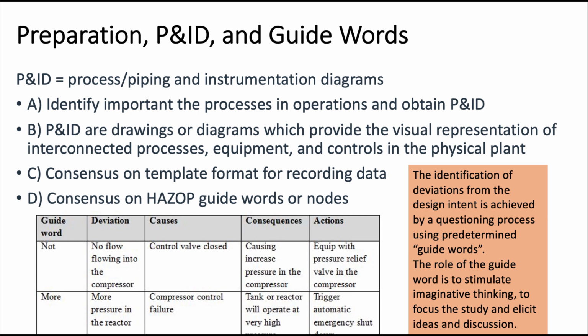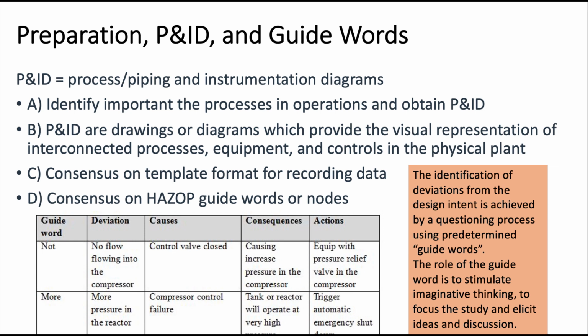So during the preparation phase, we definitely pull these process, piping, and instrumentation diagrams, and they're called P&IDs. And they help us identify the important processes in the operation. And then when we take a look at the drawings, that definitely helps us understand the interconnection between the process and the equipment and the controls and the displays within the physical plant itself.